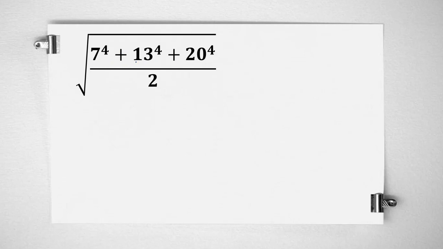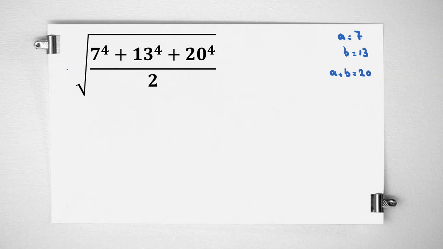7, 13, 20. What is the relationship between them? If we find the key point, it is here. Yes, 7 plus 13 is 20. So we consider A equal to 7, B equal to 13, A plus B equal to 20.